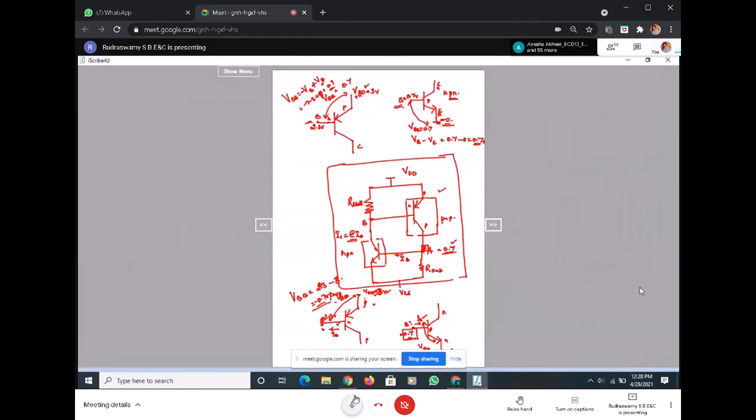Yes, right. The moment there is a base current, assume that there is 1 microampere of current, and beta is somewhere around 50. What is the collector current now? It is 50 times 1, it is 50 microamperes.